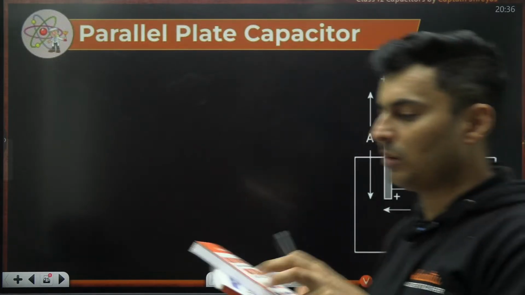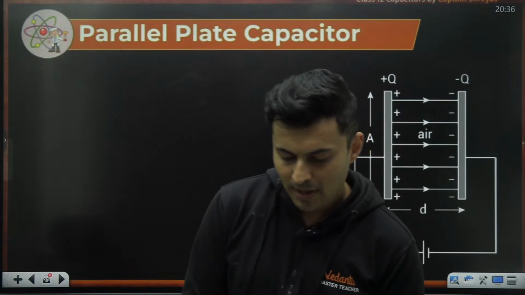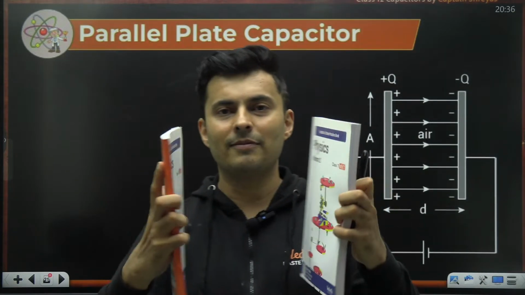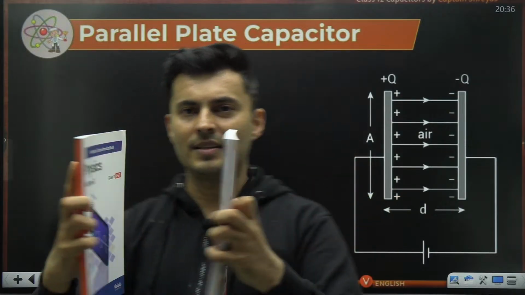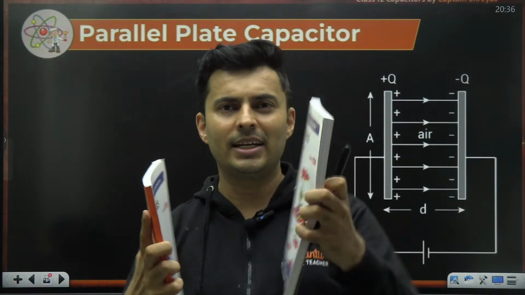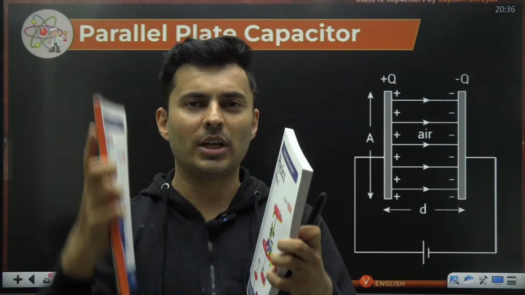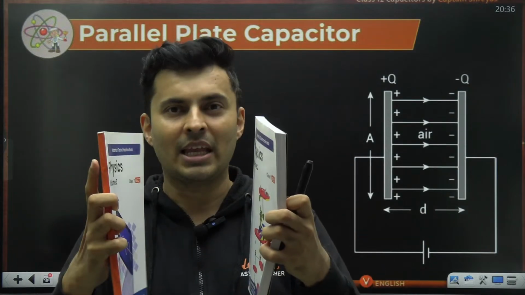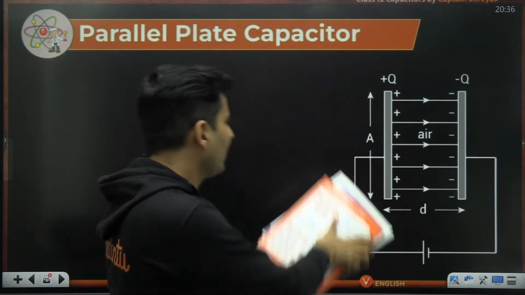Okay, let me use Tattva books as a parallel plate capacitor. It is just like two plates in front of each other. That's it. So this is a parallel plate capacitor. One plate positive, one plate negative. This plate is at higher potential, this plate at lower potential. So there will be an electric field in between them, just like over here.